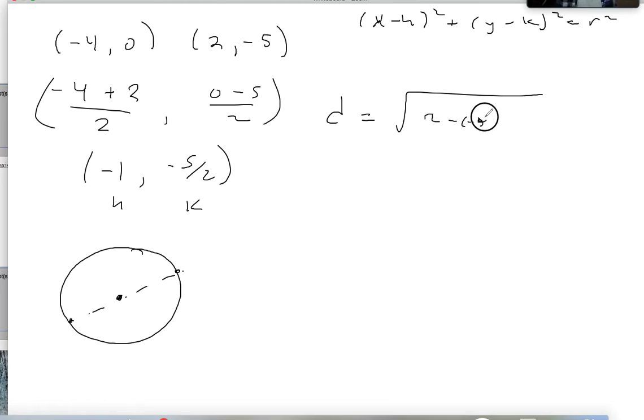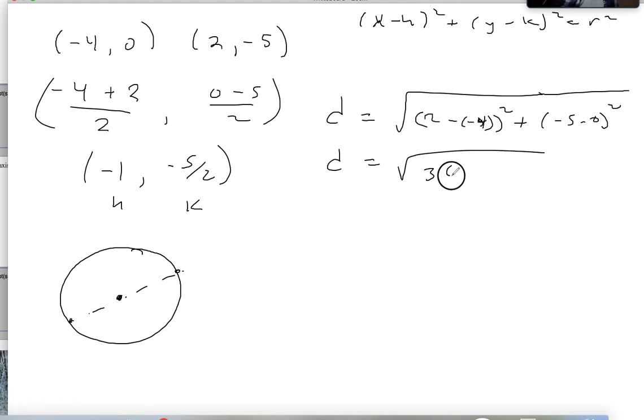Oop, that's a really terrible 4. Pretend like that looks like a 4. 2 minus negative 4, and then negative 5 minus 0. And so that gives me 2 minus negative 4 would be 6 squared, which would be 36, and then negative 5 squared, which would be positive 25. And so I'm getting d equals the square root of, what is that, 61? So that would be the diameter, hopefully.